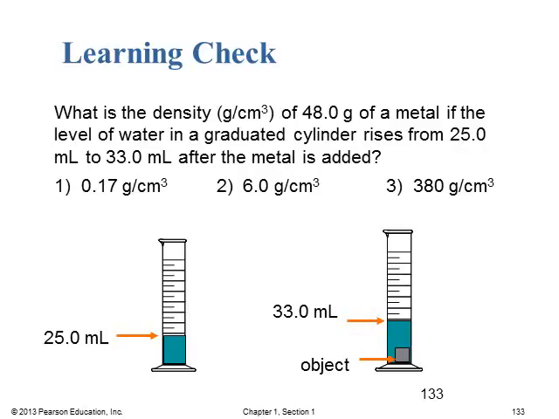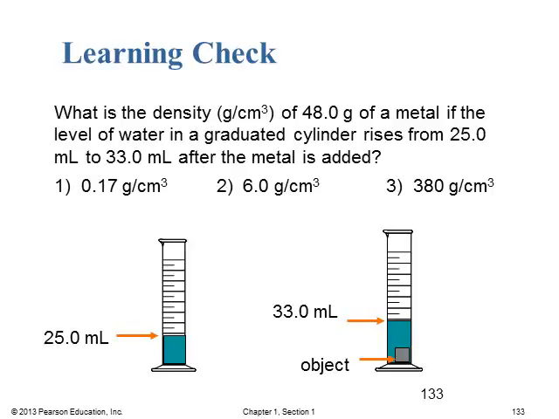So here we'll just try another one out together. It says, what is the density of a metal that has a mass of 48.0 grams, and that the level of water in the graduated cylinder rose from 25 to 33 milliliters. First we want to write down what we're given, and then figure out what we need, and where we need to go in our problem.